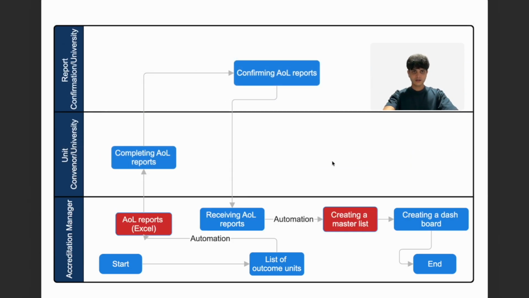So as the process improvement, I suggest an automation system to create those AOL reports automatically and another automation system to extract the data from AOL reports to a master list.